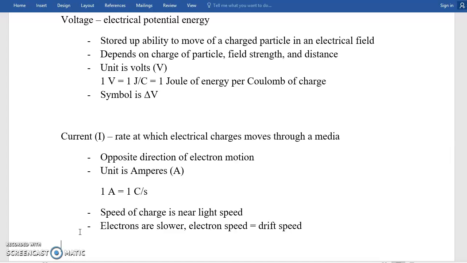Our current's given the letter I in our equations, but the unit is in amperes or amps. Sometimes you see it with a little circle at the top, but I couldn't find that symbol, so we're just going to leave it the way it is. Where 1 amp is equivalent to 1 coulomb of charge moving in 1 second. The speed of the charge is near light speed.